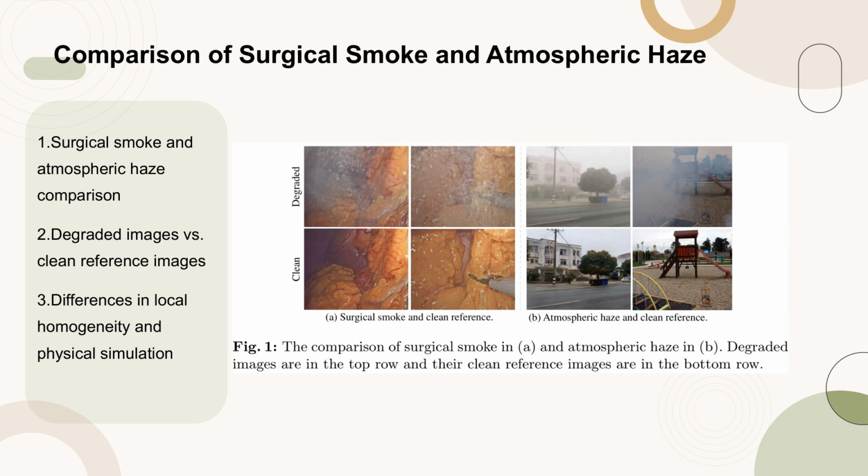Figure 1 presents a comparison between surgical smoke and atmospheric haze. The top row shows degraded images affected by each type of smoke, while the bottom row displays their corresponding clean reference images. The figure highlights that while both types of smoke share some similarities, they differ significantly in terms of local homogeneity and the ability to be physically simulated. Atmospheric haze typically follows the atmospheric scattering model and is locally homogeneous, whereas surgical smoke is more diverse and includes elements like mist, droplets, and streaks, making it difficult to simulate accurately.